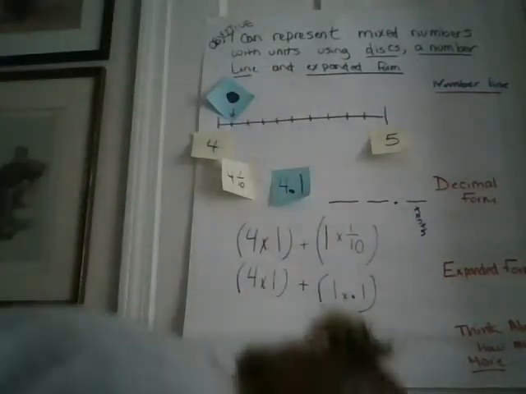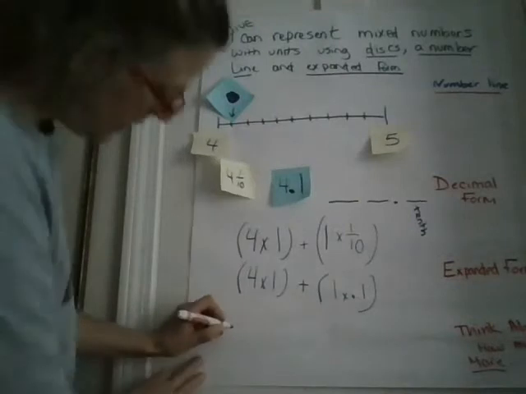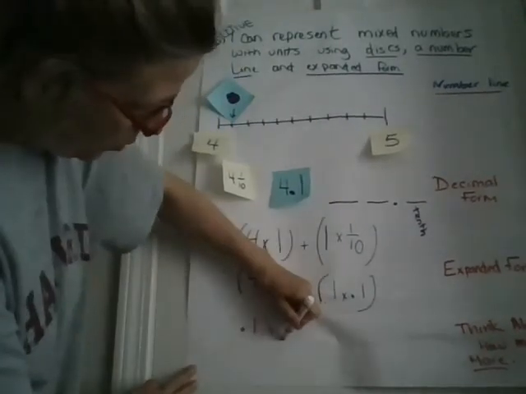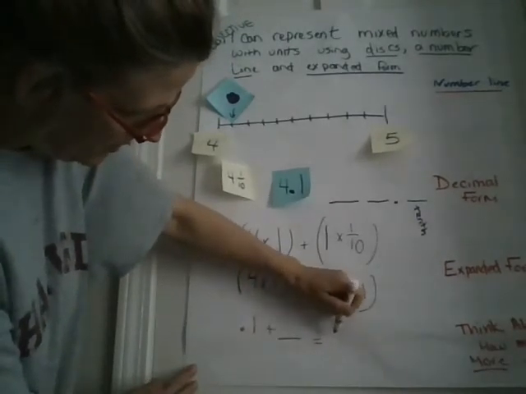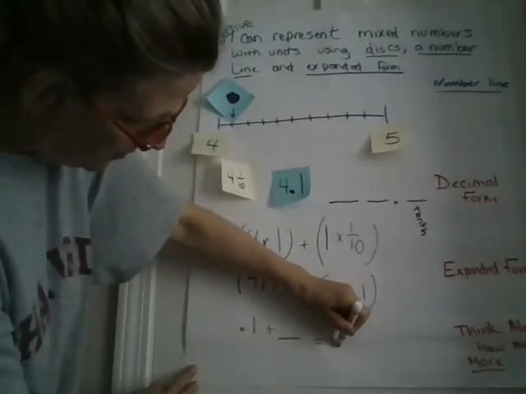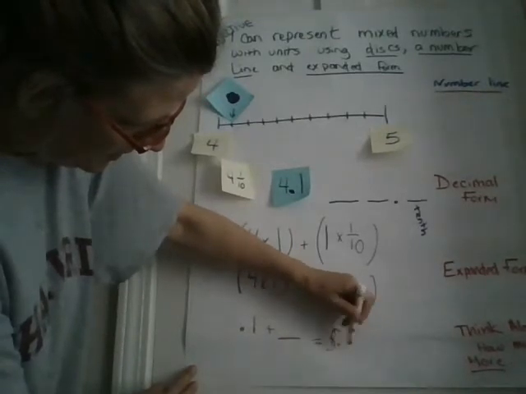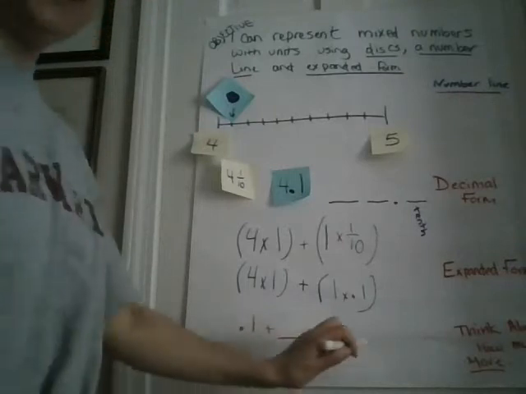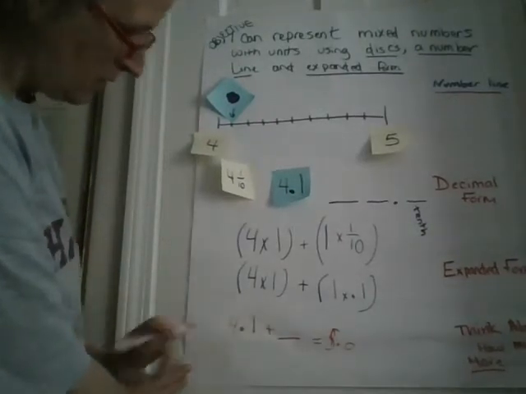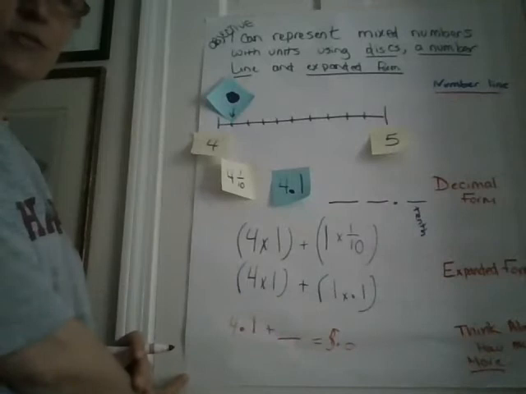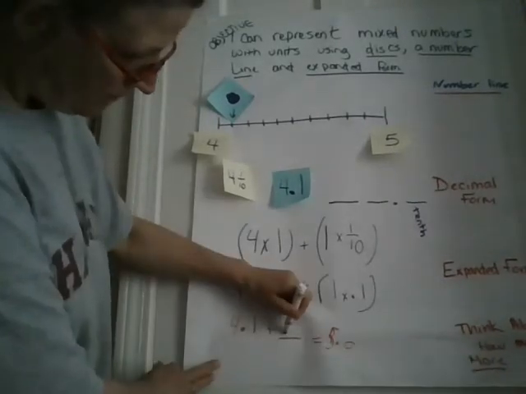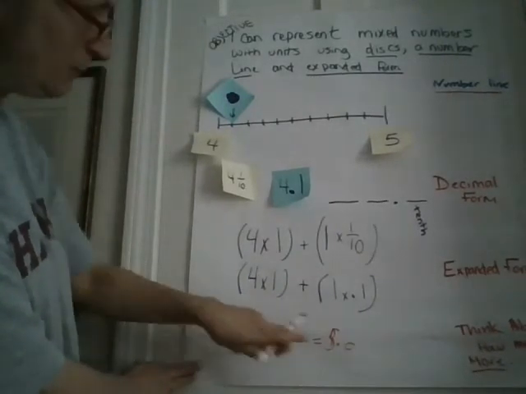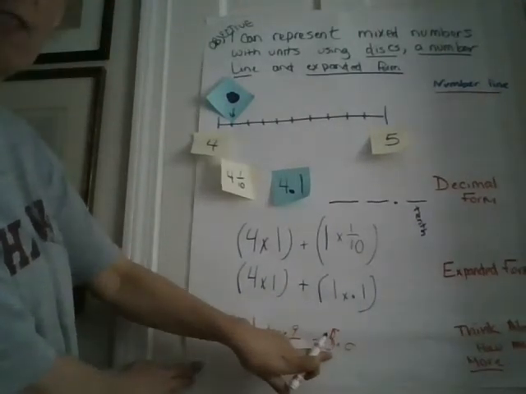Let me think. How am I going to do that? Well, I could say 0.1 plus what equals 5 wholes? So how many more to move it over to the next whole? My guess is you're saying to me 0.9, because 9 plus 1 is 10, giving me 5 wholes.